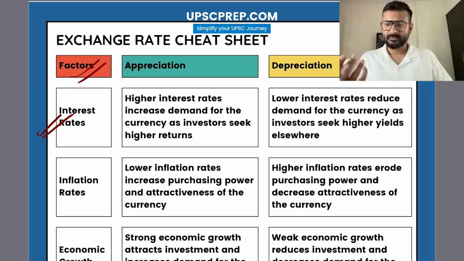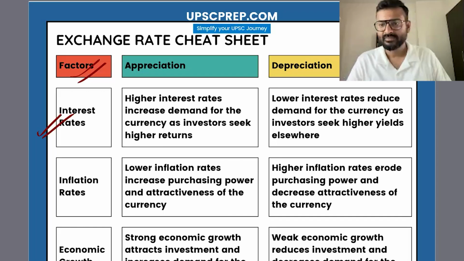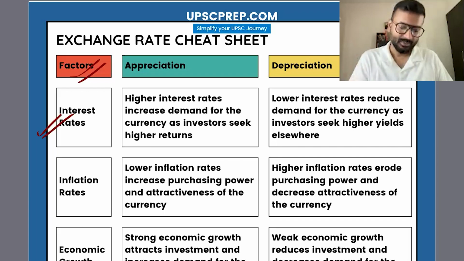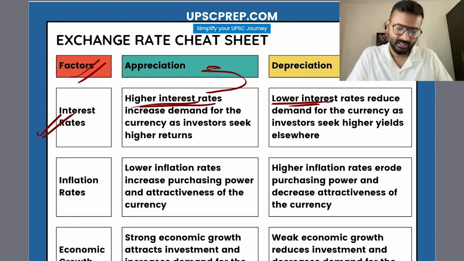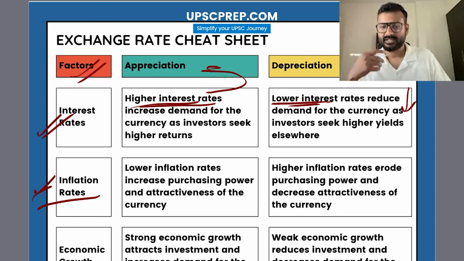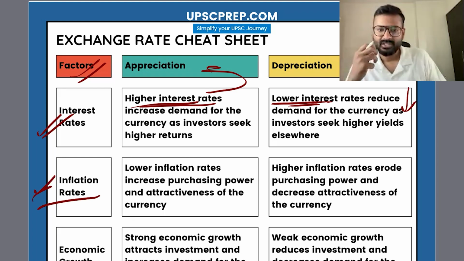If the bank interest rates have increased, it becomes more lucrative for a foreign investor to invest in the Indian market. If foreign investors invest in the Indian market, there will be appreciation, right? So higher interest rates lead to appreciation. Similarly, if interest rates are lower, it is no longer lucrative for a foreign investor to invest in the Indian market, so there will be depreciation.